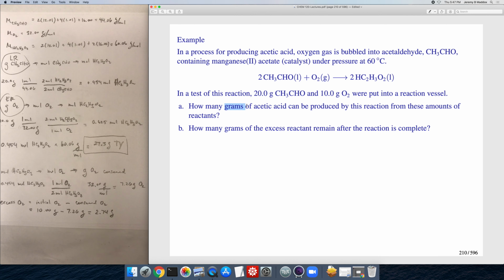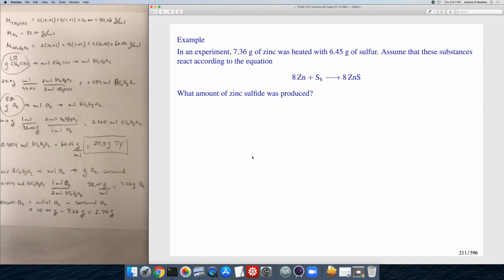Okay, so this one was quite involved. Here is another one that's very similar that you can practice this type of calculation. You can calculate the theoretical yield of the zinc sulfide, and then you can also figure out, of the two reactants, which one's the limiting reactant, which one's the excess reactant, and then calculate the amount of the excess reactant that will be left over at the end.